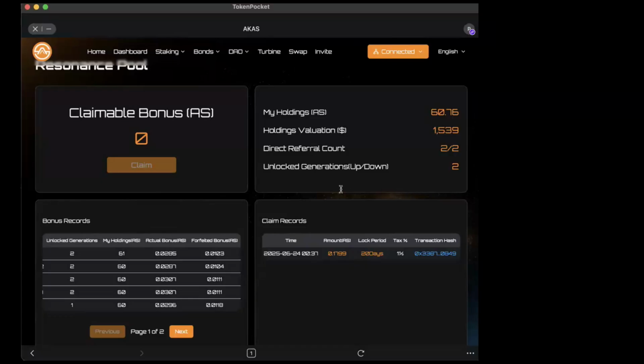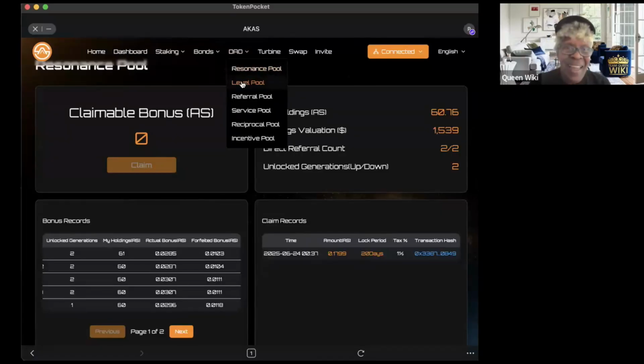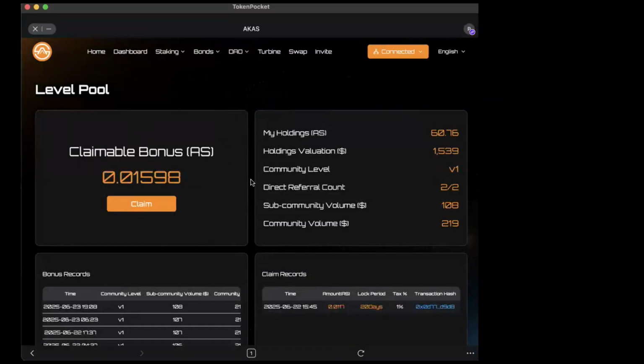So shall we move to the next one, the level pool? This level pool, actually, if we want to level up our rank, has three criteria. The first criteria is the holding valuation. The second criteria is the direct referral count. The third criteria is the sub-community volume.